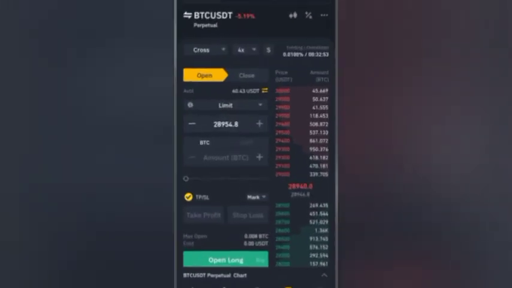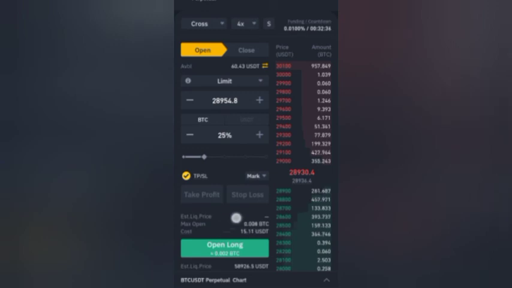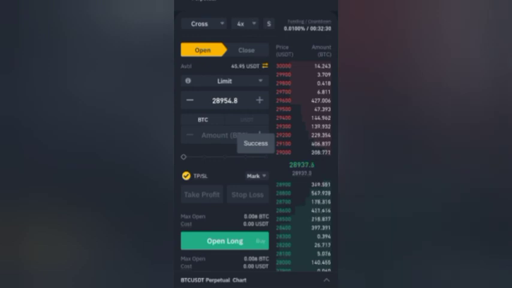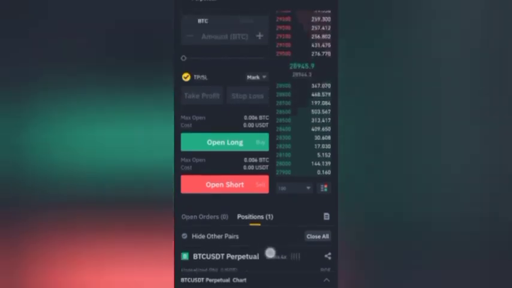So I'll go back. I will choose, okay, here is $15 already. Then I want to go for a long position. Click on long. Remember, your mode should be on cross. Then this is it. It's running. There's no liquidation price here.